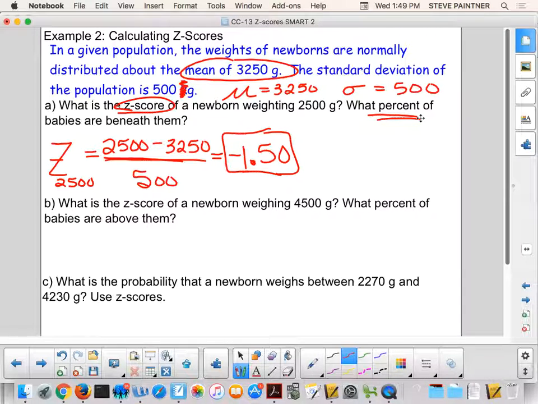Then, the next question. What percent of the babies are beneath that child? Well, look this up. What'd you get? 6.68. And since you saw that number, you should be thinking, oh, that's below. It's always below. That's what they wanted, right? Beneath. So 6.68% of newborns fall below.